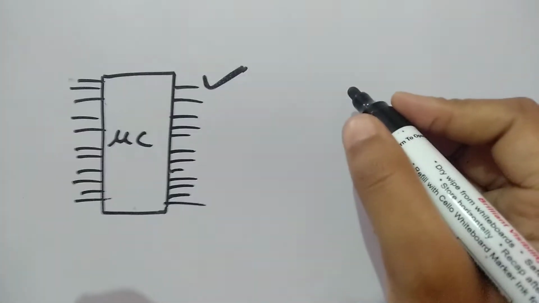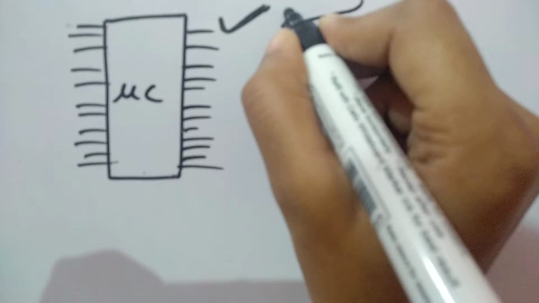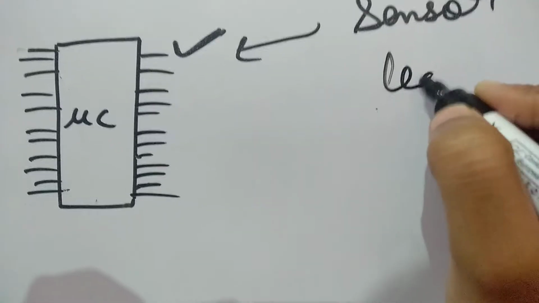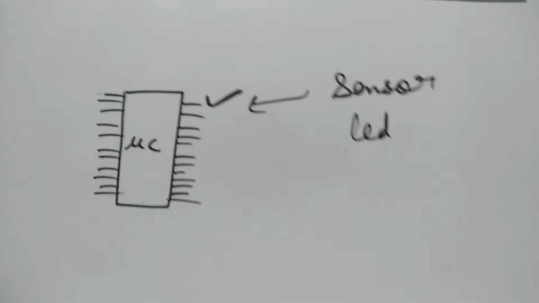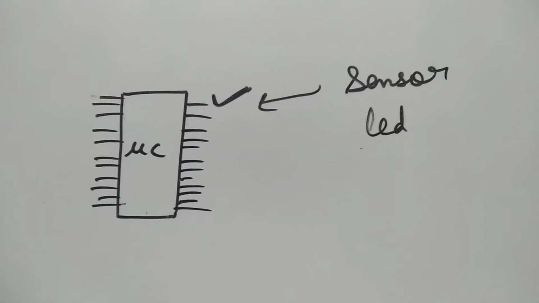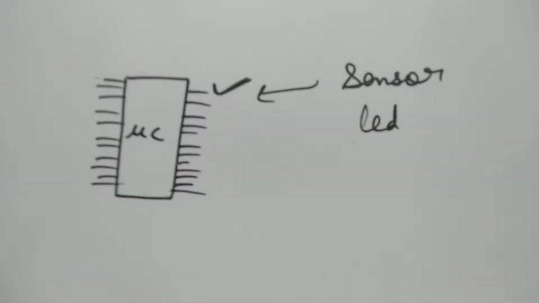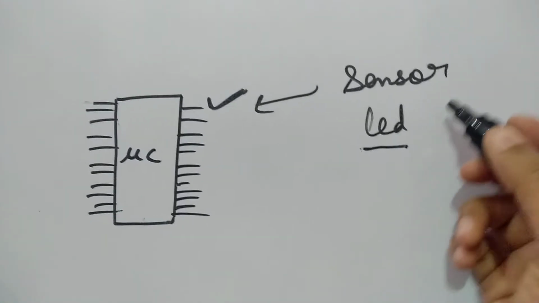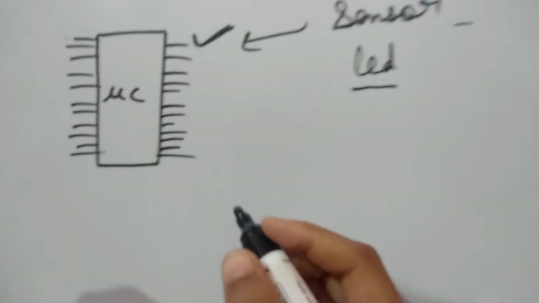Suppose if you want to connect a sensor to this pin, right? You can connect a sensor. You can connect an LED, right? So suppose here are three registers for configuring the pin. Before using the pin, we have to tell the processor that we are connecting either the LED or the sensors. So there are some registers.